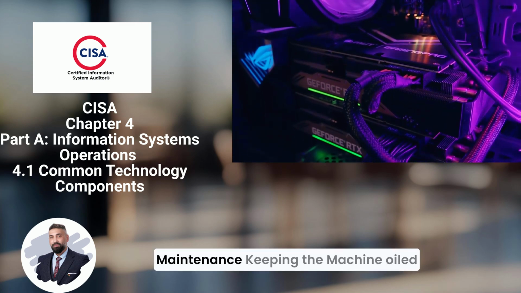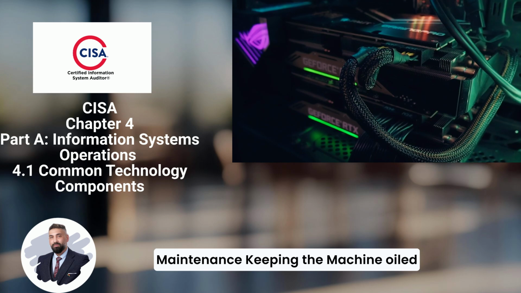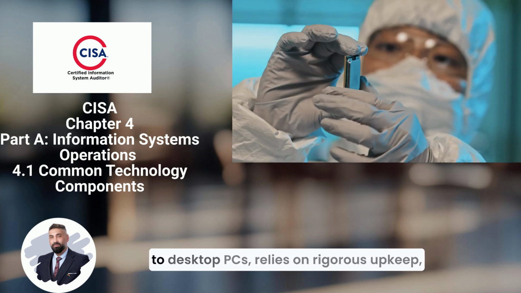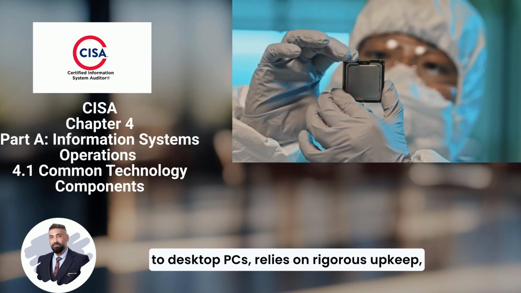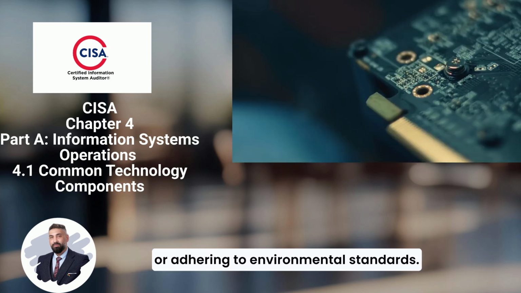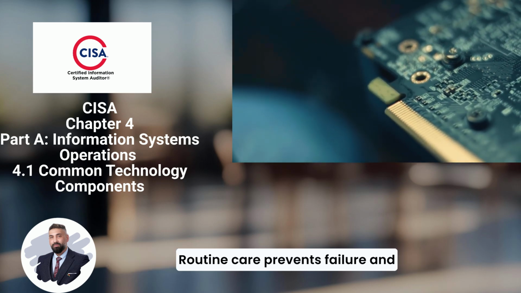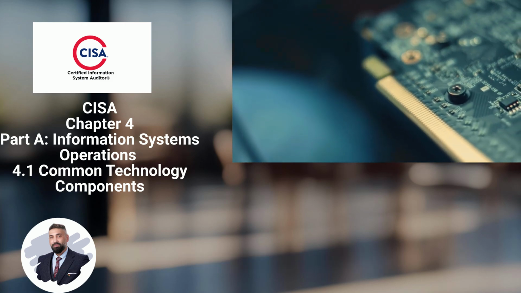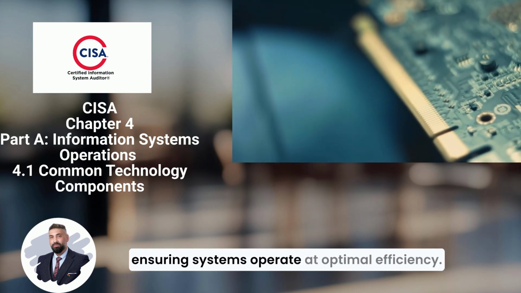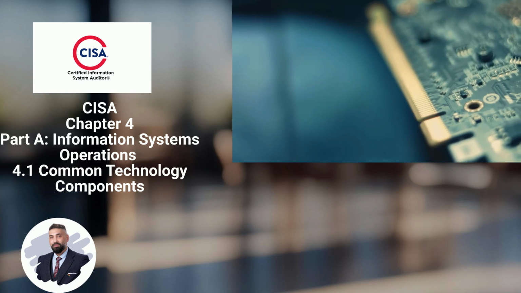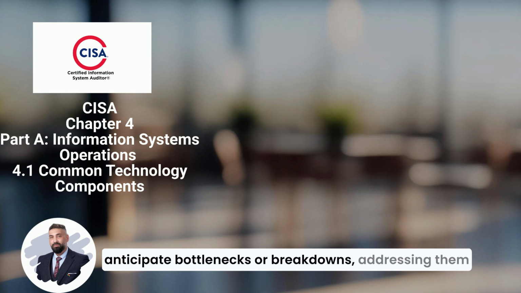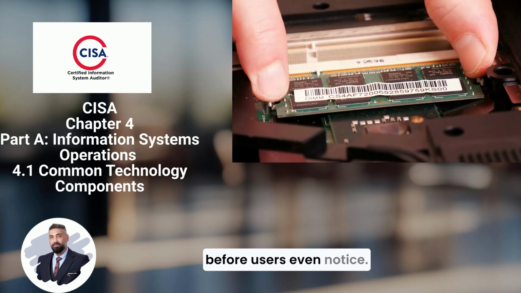Section 7. Maintenance. Keeping the machine oiled. Finally, we cannot overlook maintenance. Every intricate system from massive data centers to desktop PCs relies on rigorous upkeep. Whether it's cleaning fans, replenishing thermal paste, or adhering to environmental standards, routine care prevents failure and prolongs the life of technology. Monitoring tools help track availability and usage, ensuring systems operate at optimal efficiency. Through dashboards and error reports, administrators anticipate bottlenecks or breakdowns, addressing them before users even notice.